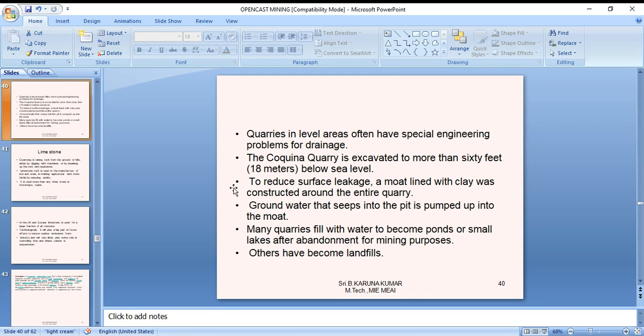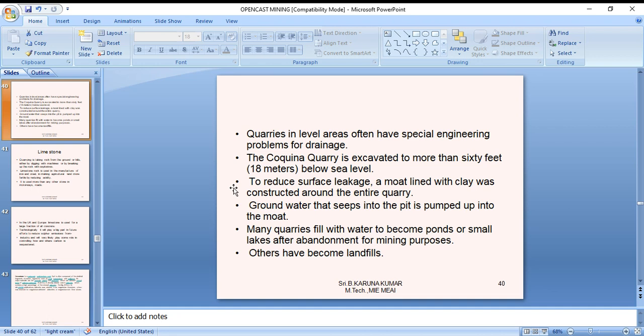Now, a quarry is a level area that often has special engineering problems for drainage. The quarry is excavated to more than 16 feet, almost 18 meters, below sea level. To reduce surface leakage, clay was constructed around the entire quarry. Groundwater seeps into the pit and is pumped up to the moat.